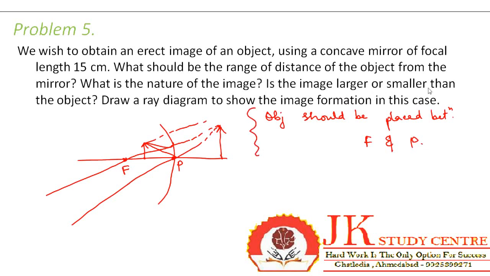Is the image larger or smaller than the object? The image is larger than the object. Draw a ray diagram to show the image formation in this case. That I have already drawn here, right? This line was drawn by mistake. Please try to plot all the ray diagrams yourselves so that you can get an idea of how and where exactly the image is getting formed.